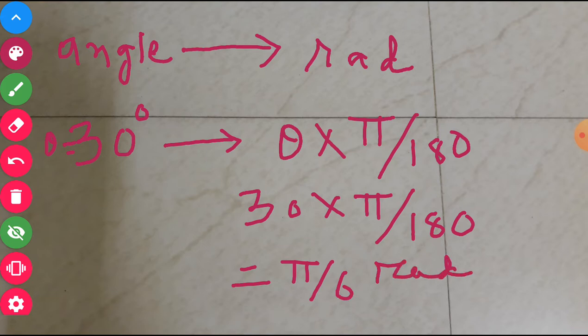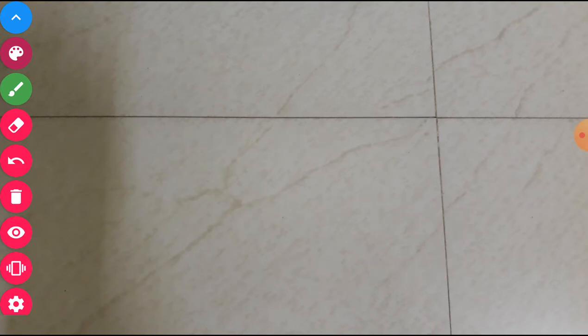This way you can convert any angle. If it is 60 degree, then 60 into pi upon 180, so it becomes pi by 3 and so on. So angle has to be converted into radian. Now one more thing, 1 degree is divided into 60 different parts. So 1 degree is equal to 60 minute.